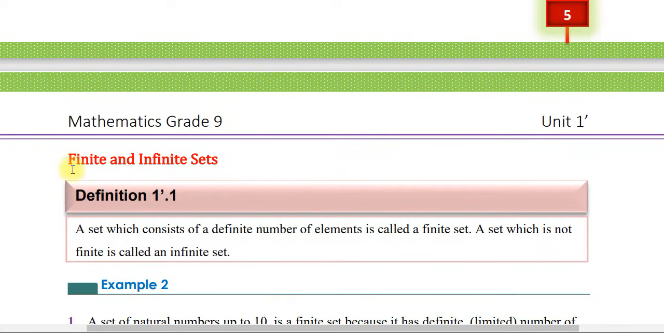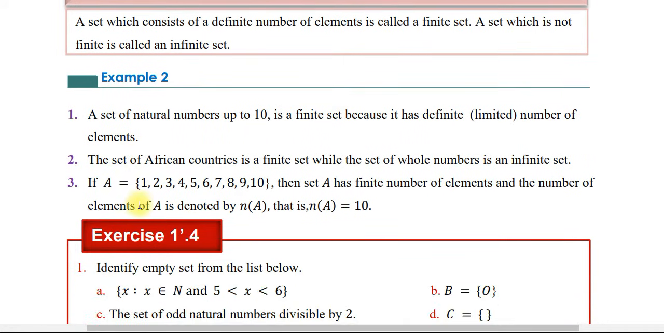Next, finite and infinite set. Here we have a definition. A set which consists of a definite number of elements is called finite set. A set which is not finite is called infinite set. እንግዲህ አላቂ ስብስብና የማያልቅ ማለት ነው። የሆነ ሴት የሚያልቅ ኤሌመንቶችን ከያዘ that set is called finite set። የማያልቅ ከሆነ ደግሞ infinite እንለዋለን ማለት ነው። So for example, here we have 3 examples.